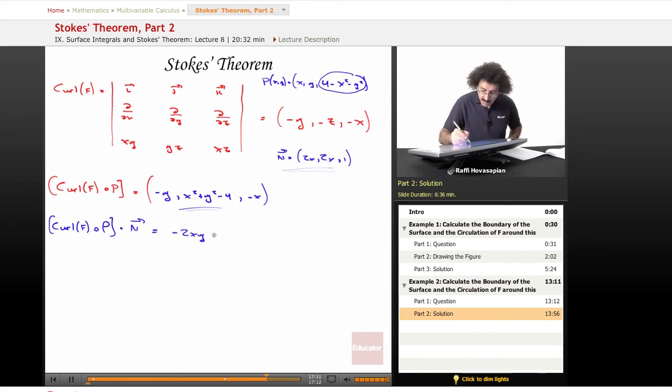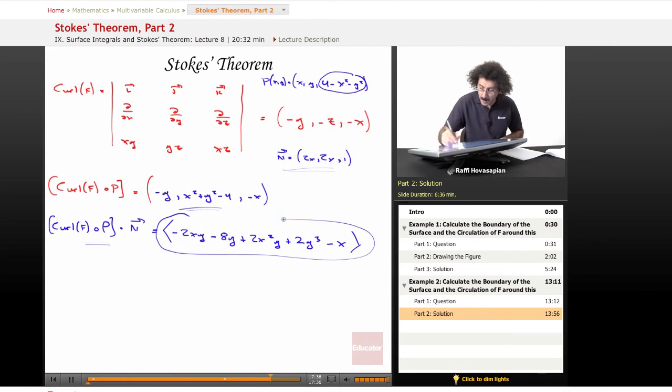I'm going to write it the way I have it here: minus 8y plus 2x squared y plus 2y cubed, and then plus this times that, minus x. There you go. This is our integrand right here. So now we're ready to solve the integral.